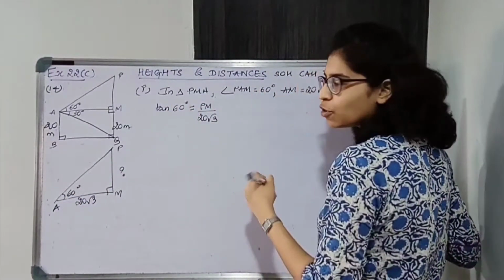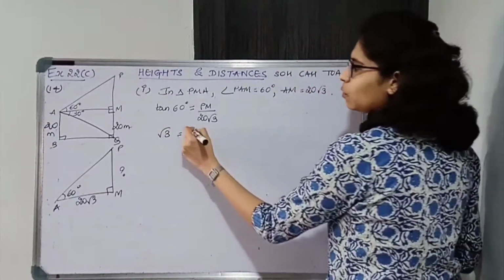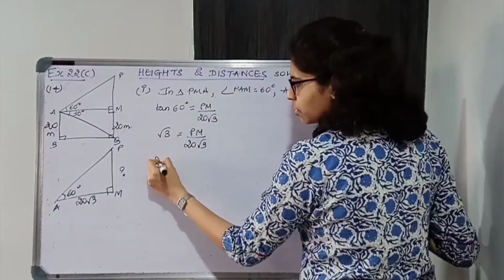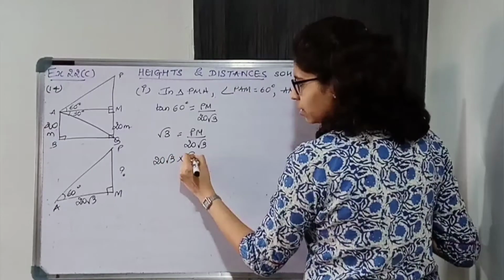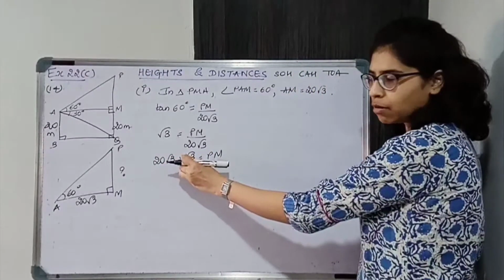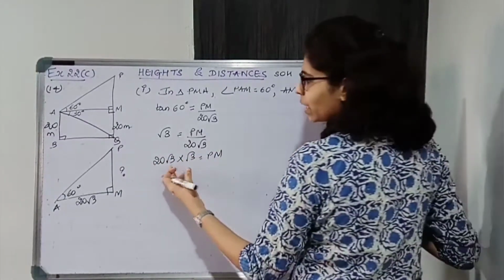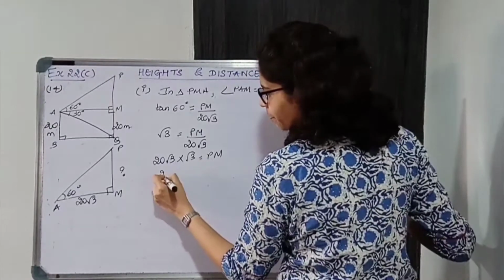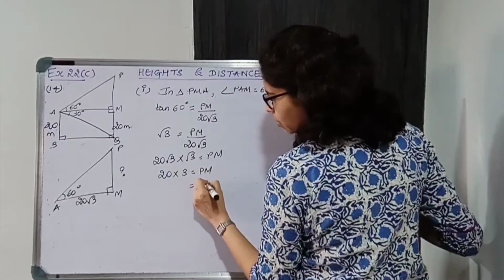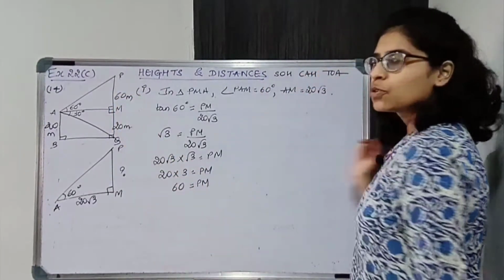What is tan 60 from the standard value table? It is root 3, is equal to PM upon 20 root 3. So shift this. 20 root 3 into root 3 is equal to PM. What is root of a number into root of the same number? Square root of a number into square root of that same number gives the number. The square root vanishes, so it will be 3. So PM is equal to 60. So this is 60 meters.